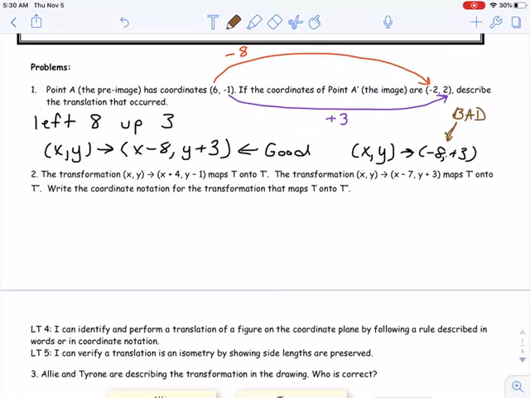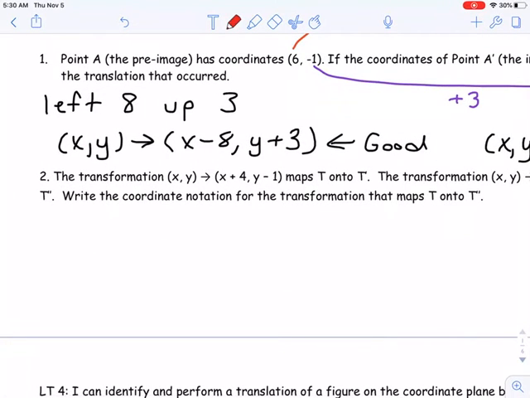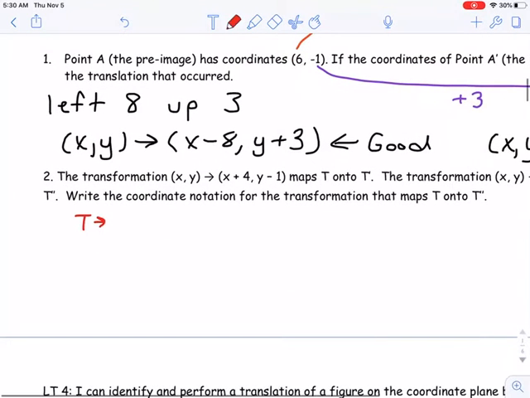The transformation (x, y) arrow (x minus 7, y plus 3) maps T prime onto T double prime. Write the coordinate notation for the translation that maps T onto T double prime. So right now what we got going on is a double translation. So we go from T to T prime. How? (x, y) arrow (x plus 4, y minus 1).